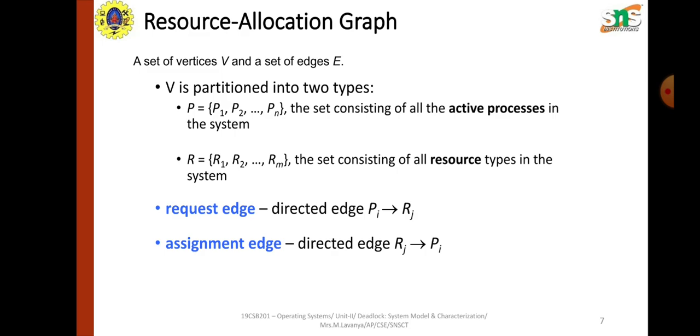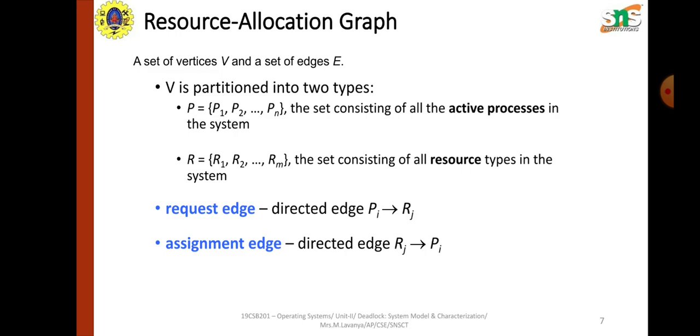Now we are going to see the resource allocation graph. RAG is short for resource allocation graph. The RAG is nothing but a graphical representation of the system, which consists of all the resources and processes which are currently active on that system.